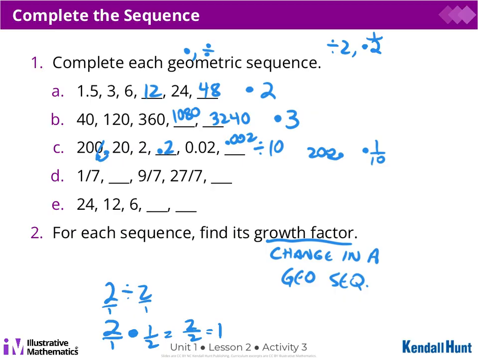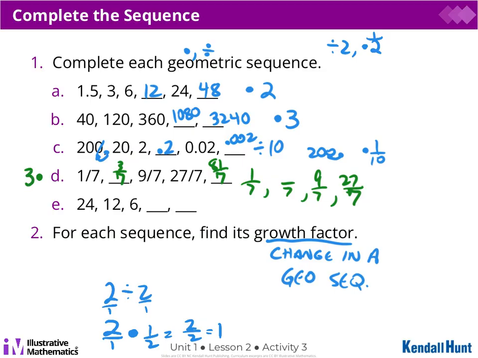Okay, so D is kind of hard to see. If I write it out again, I should probably change the colors, but 1/7, something, 9/7, 27/7. So how do I get from 1 to blank to 9 to 27? 9 times what number is 27? 9 times 2 is 18. 9 times 1 is 9. 9 times 3 is 27. Oh, times 3. What's 1 times 3? 3. So this one is 3/7. And then 27 times 3 in your calculator is 81. So the change here, or the growth factor, is times 3.